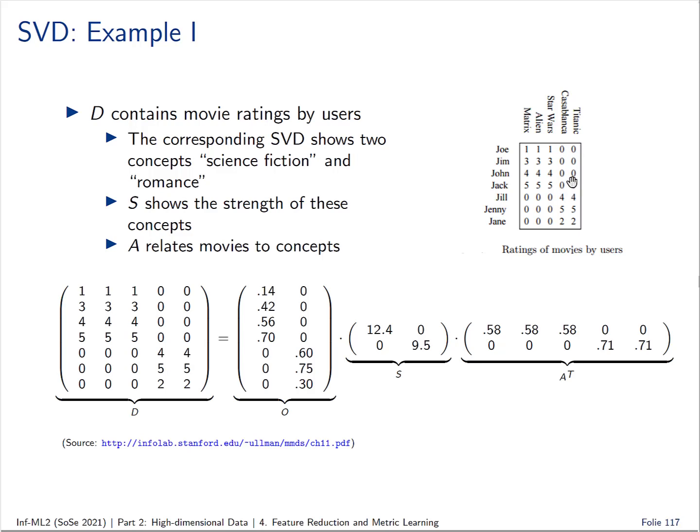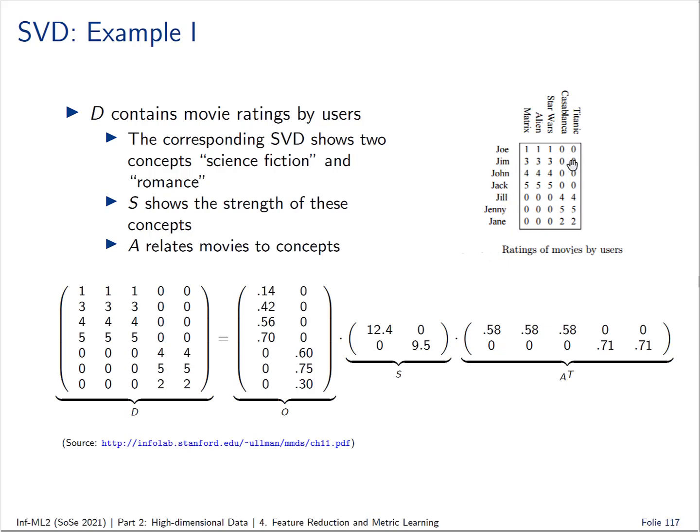Let's assume that we have a data set of movie ratings by users. Here is the data set of 5 movies rated by 7 users. We have Joey rating the 5 movies. We have Jim, John, Jack, Jill, Jenny, and Jane.